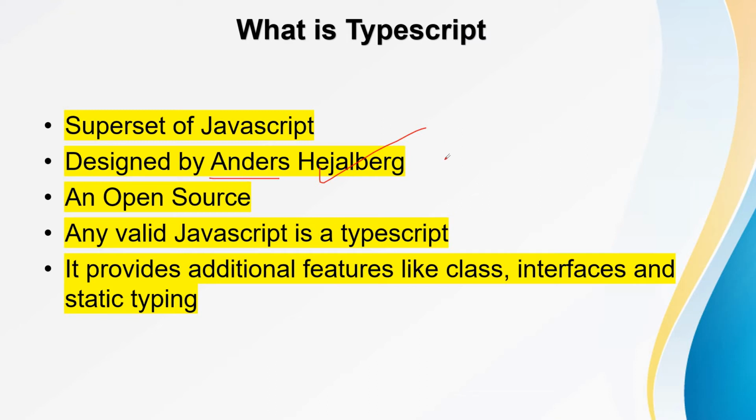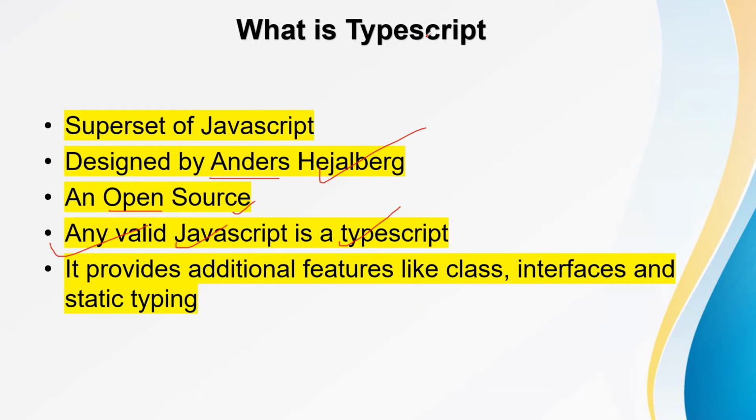So you can understand the level of language he might have developed. And it's open source. You don't need to pay any kind of fee for using TypeScript. And the other thing, like I already told you, is that it's a superset of JavaScript. So if it is a superset of JavaScript, that means any valid JavaScript is valid TypeScript as well. And you know that in JavaScript you don't have object-oriented programming features like classes, interfaces, and static typing.